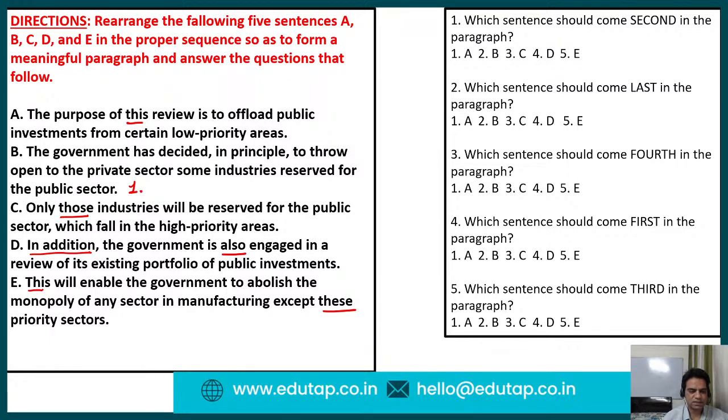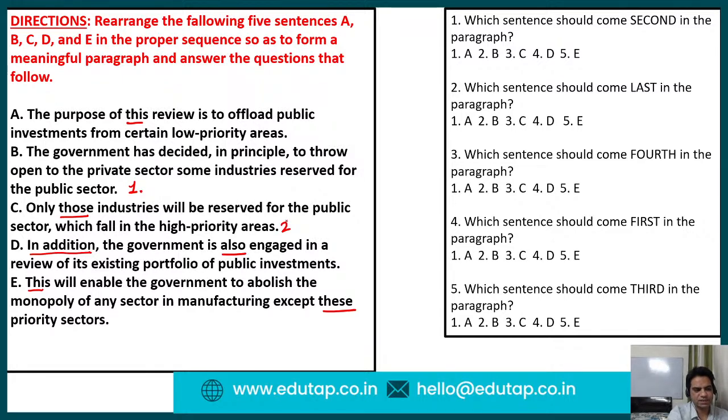Now let's find the chain. Let's read all of the sentences. The purpose of this review. Now we are not talking about any review here, right? So there is no review, so we cannot say A can be connected with B. Let's read C. Only those industries will be reserved for the public sector which fall in the high priority areas. Yes, that can be. In addition, the government is also engaged in a review of its existing portfolio of public investments. This will enable the government to abolish the monopoly of any sector in manufacturing except these priority sectors. So I think the second sentence should be C.